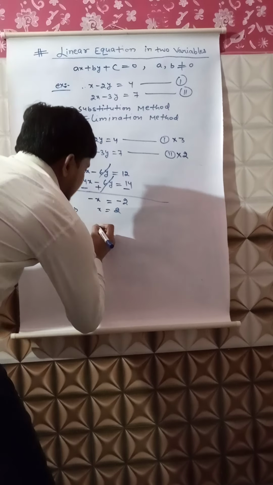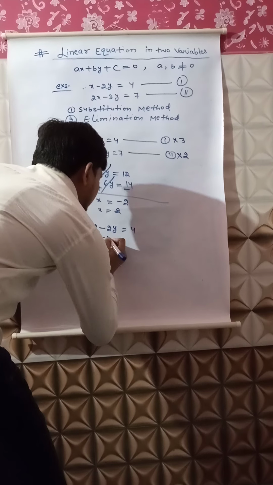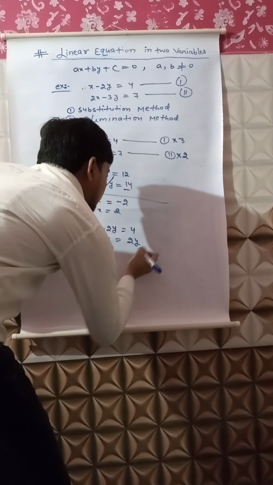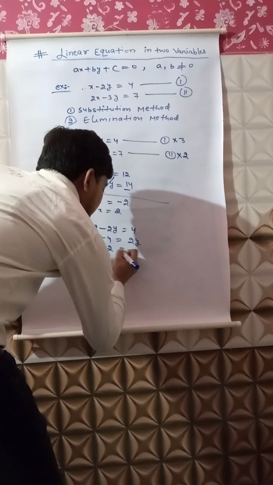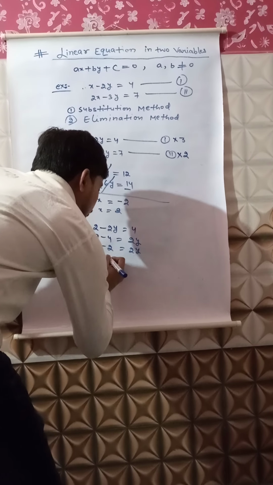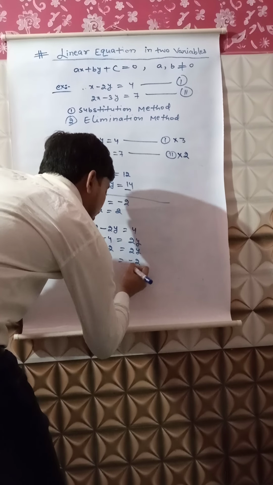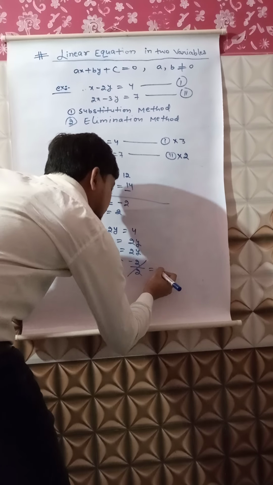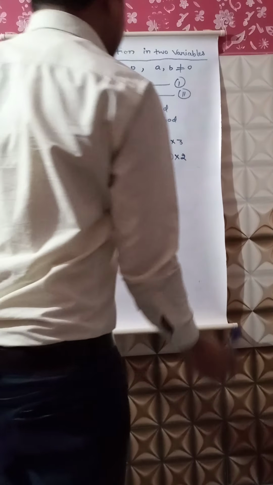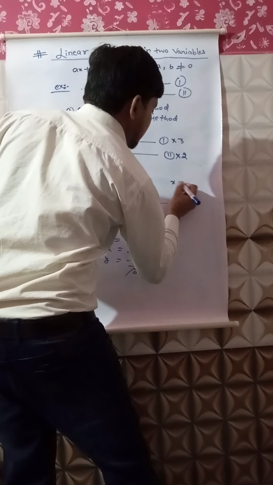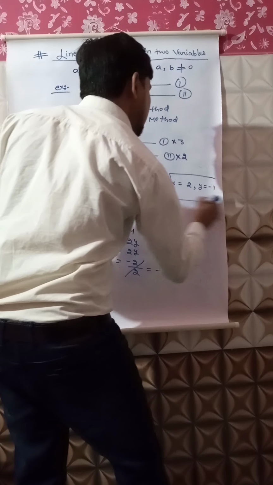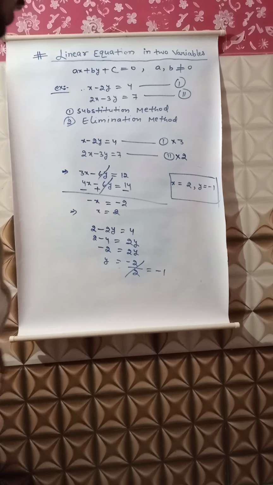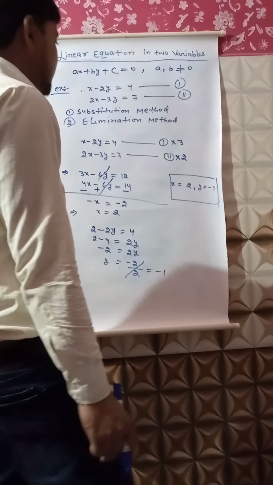So 2 minus 4 is equal to 2y. So 2 minus 4 is equal to minus 2, which is equal to 2y. So y is equal to minus 2 upon 2, which is minus 1. So finally we have calculated that x is 2 and y is minus 1. So this is the final result of this equation by the elimination method.